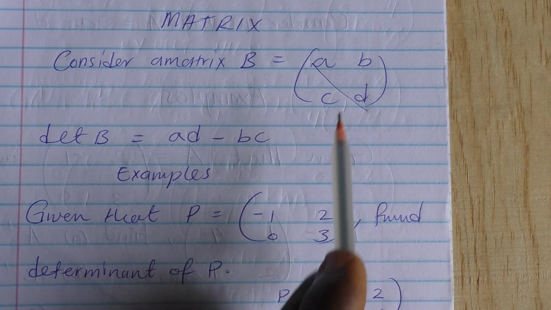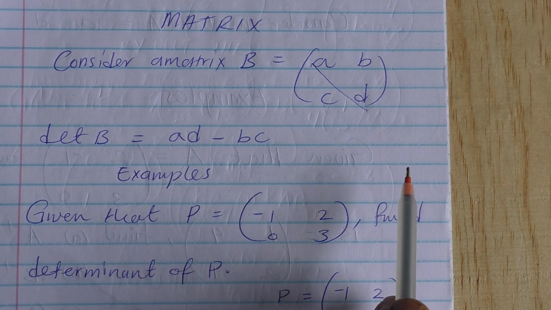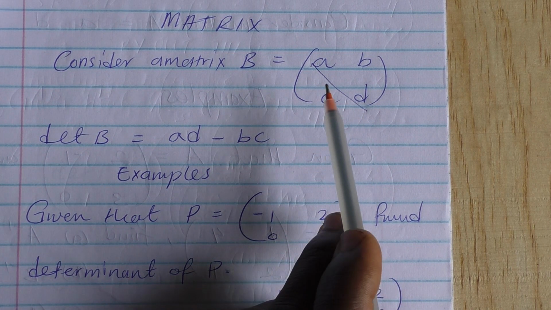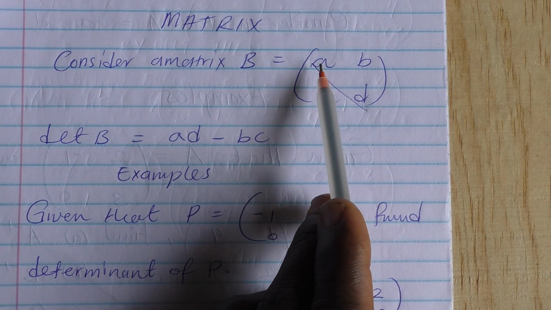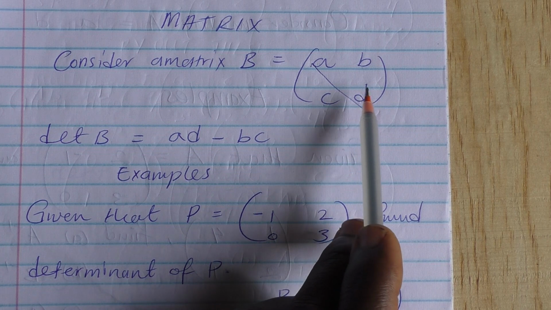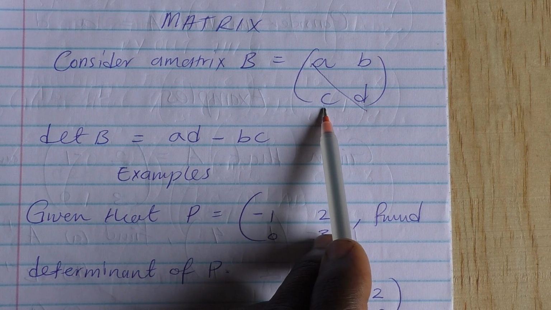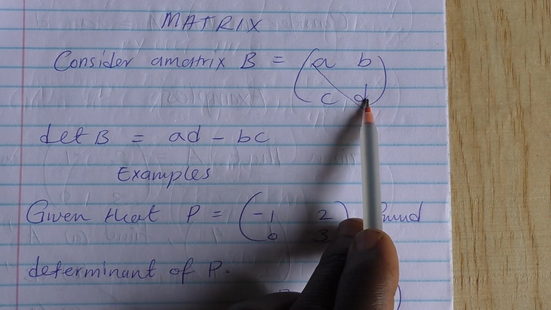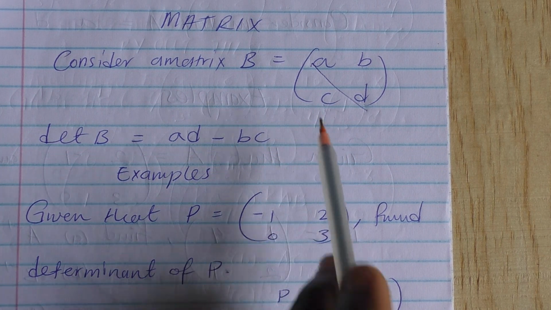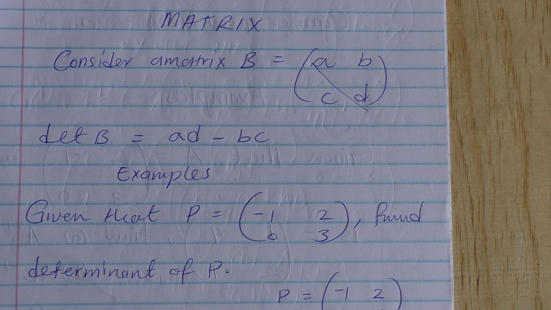and generally the determinant of a matrix is given by the difference between the product of elements in the major diagonal and the product of elements in the minor diagonal. So we multiply the elements in the major and take away the product of elements in the minor. That's how we shall get the determinant of a 2 by 2 matrix.